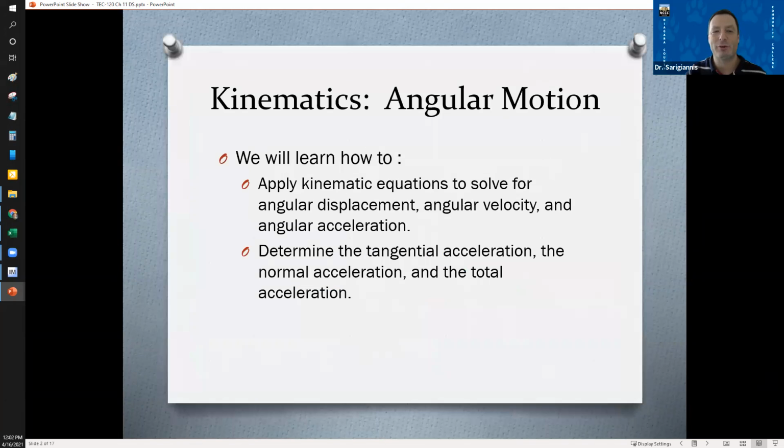Chapter 11. This is chapter 11 in your textbook. We're going to look at these kinematic equations in the context of angular displacement, angular velocity, and angular acceleration. We just talked about displacement, velocity, and acceleration in rectangular coordinates, X and Y. Now we're talking about angular.